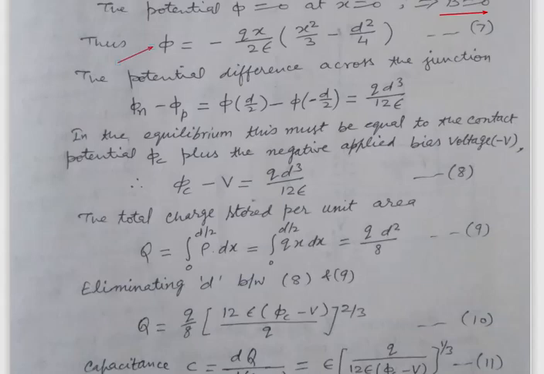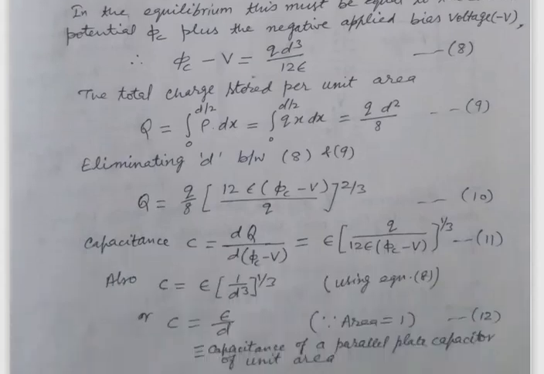Now we find the total charge stored across the junction per unit area. This can be computed by Q equal to the integration between 0 to d by 2, that is on the other side of the junction, of rho dx. Rho is equal to q a x. So this gives us, after integration, q a d square by 8. Now eliminating the value of d between equations 8 and 9 gives us the value of Q given by equation number 10.